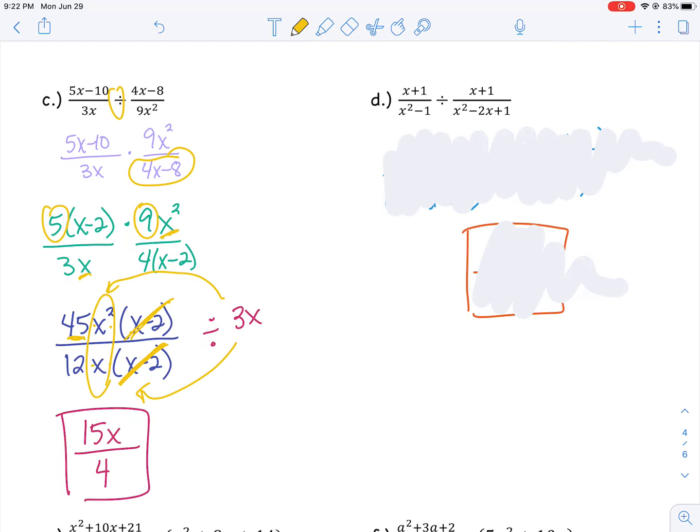So on my top, I have left over a 15x. On the denominator, I have a 4. Can't be reduced anymore, so that looks like it's my final answer on that one. Keep going. Try D by yourself and see what you get.